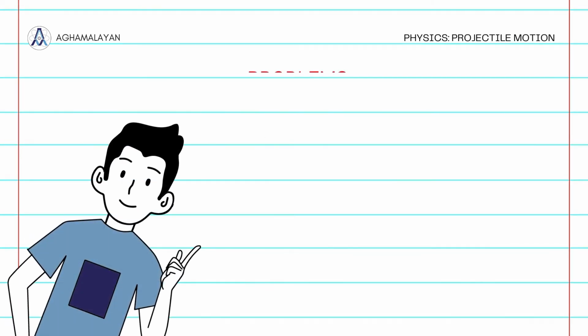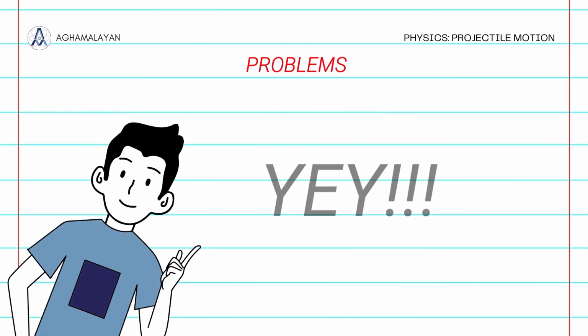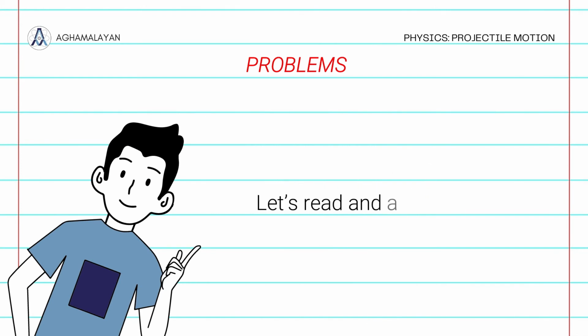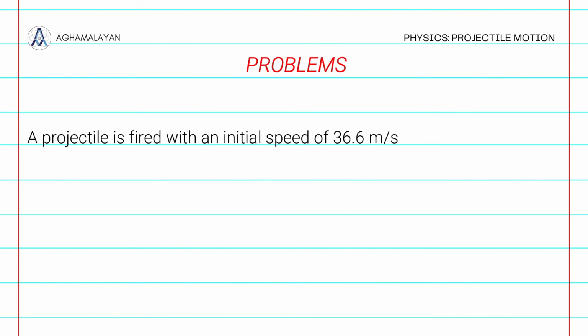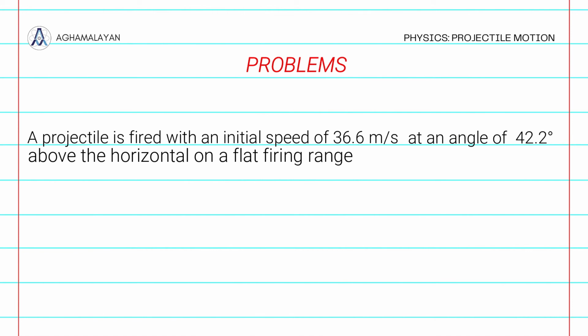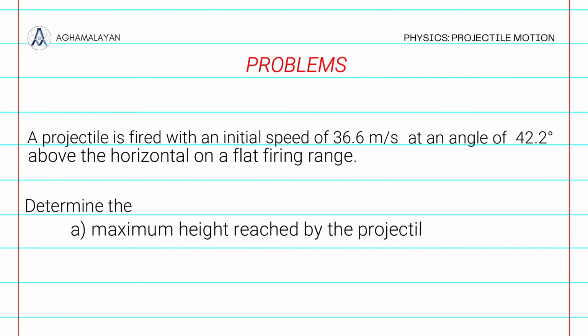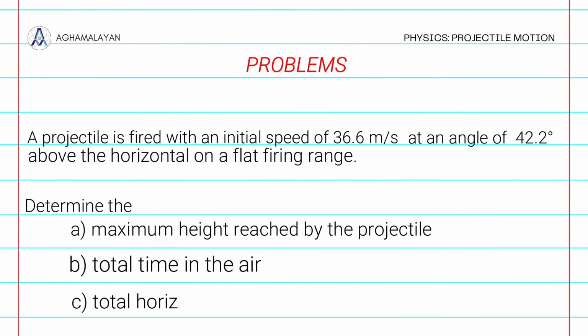Now for the last problem for this video. Yay! Let's read and analyze. A projectile is fired with an initial speed of 36.6 meters per second at an angle of 42.2 degrees above the horizontal on a flat firing range. Determine the A. Maximum height reached by the projectile, B. The total time in the air, and C. Total horizontal distance covered by the projectile, aka its range.